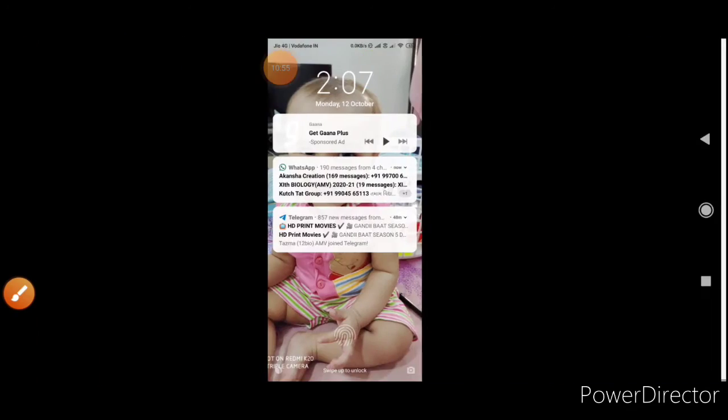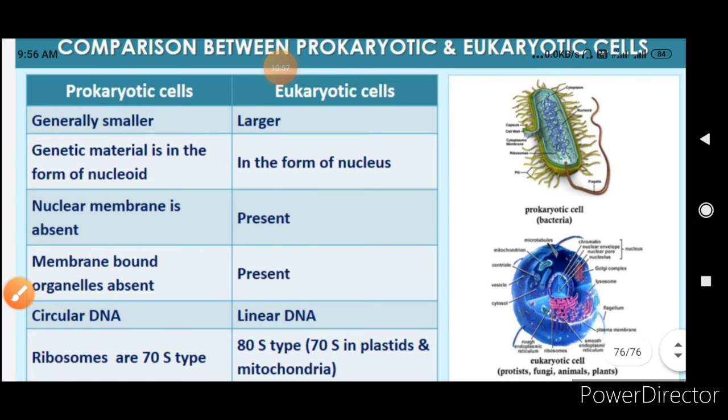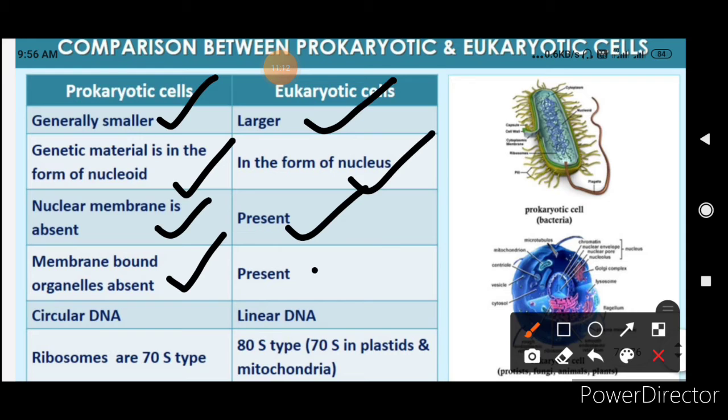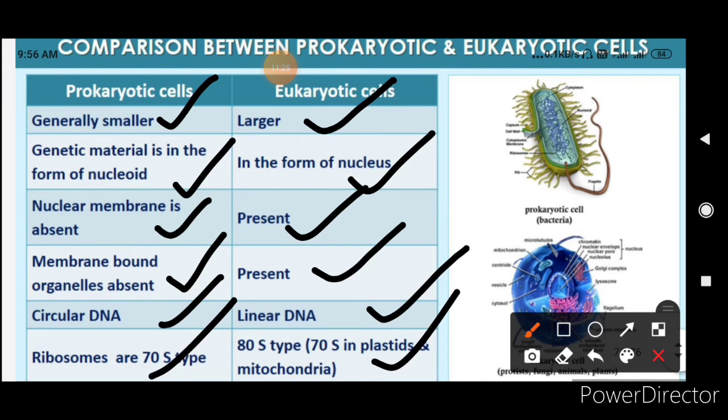Then comes the prokaryotic and the eukaryotic cell difference. Prokaryotic cells are smaller, eukaryotic cells are larger. Genetic material is in the form of nucleoid here, and here it forms a nucleus. Nuclear membrane is absent here, and present here. Membrane bound organelles are absent in prokaryotes, and here they are present. Here you will find circular DNA, and here we find linear DNA. And ribosomes are of 70S type here, and here the ribosomes are of 80S type.